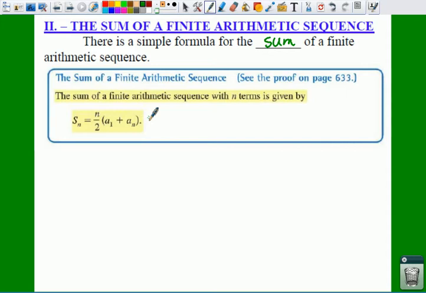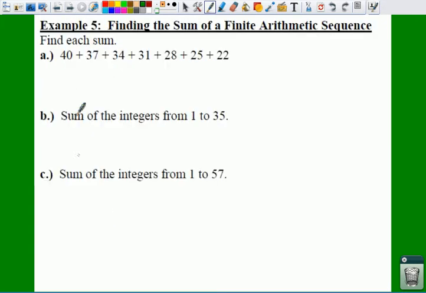Okay, so if you're adding 20 numbers together, if this is an S sub 20, your n is 20, you put a 20 here. You have your first term, which is a sub 1. You have your last term, which is a sub 20, your first and your last terms of your sequence. So let's look at our next example here.